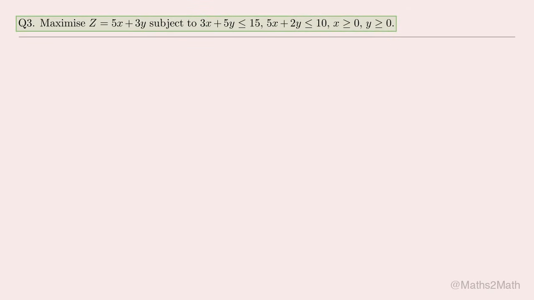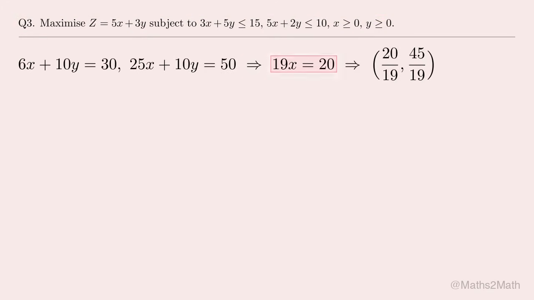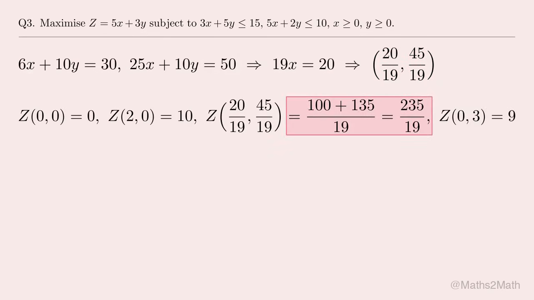Question 3. The corner is a fraction this time. Eliminate y between the 2 boundaries, multiplying the first boundary by 2 and the second by 5, and subtracting: 19x equals 20. The lines meet at (20/19, 45/19). The corners are the origin, (2, 0), that crossing, and (0, 3), giving z values 0, 10, 235/19, and 9. The maximum is 235/19.